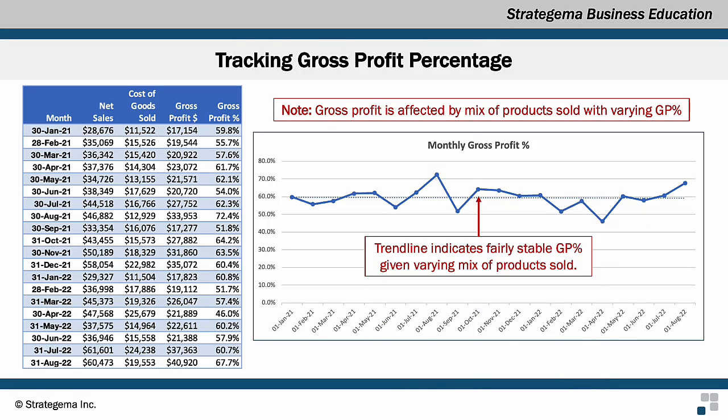This dotted trend line here is pretty handy and shows us that despite the highs and lows, the gross margin percentage is fairly stable and really isn't affected by the large swings in net sales we saw.